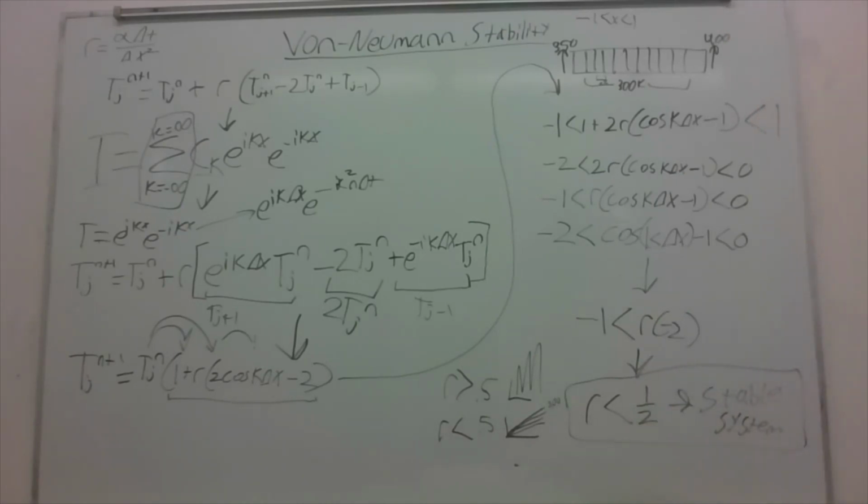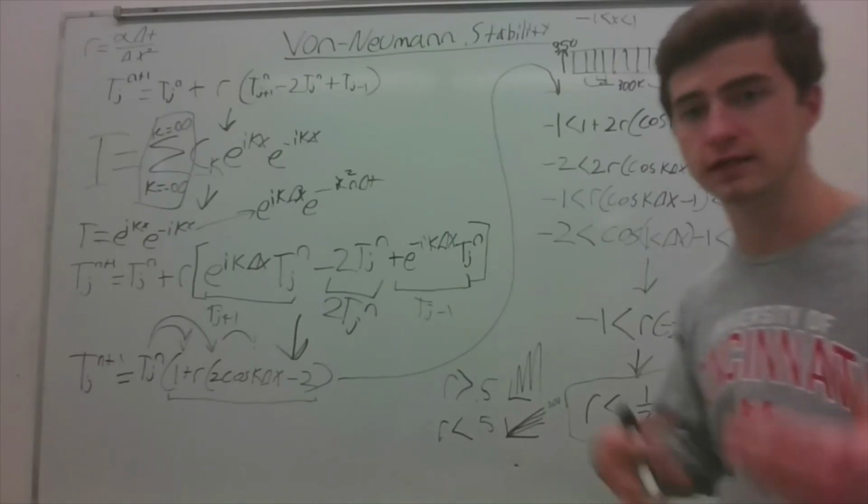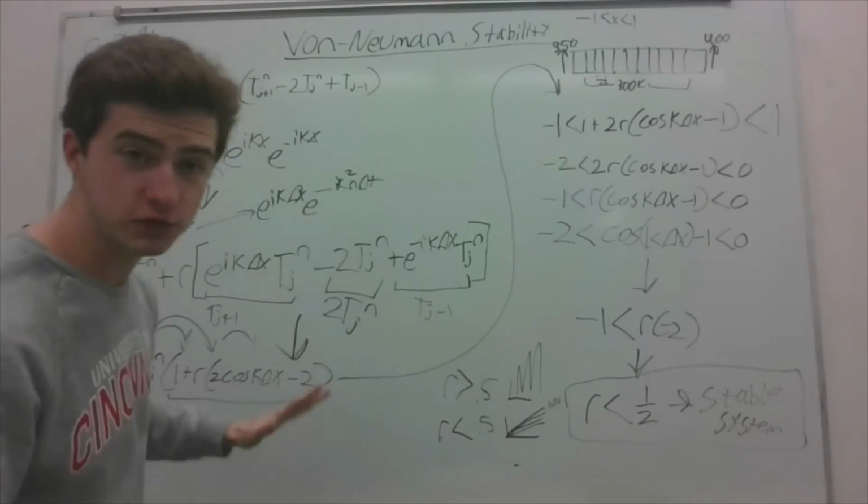So, all in all, the von Neumann stability test here was successful, and we found that the R value must be less than 1/2 in order for the heat diffusion equation derivation to be stable.